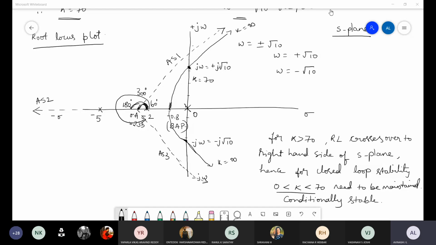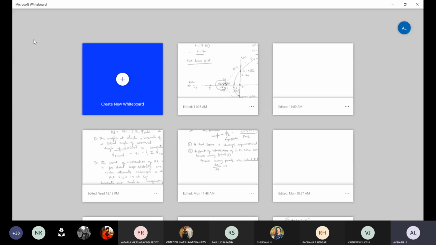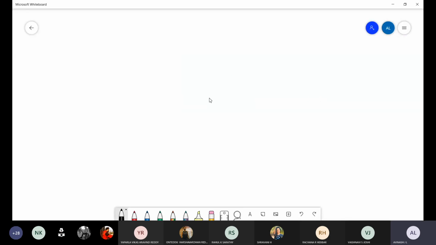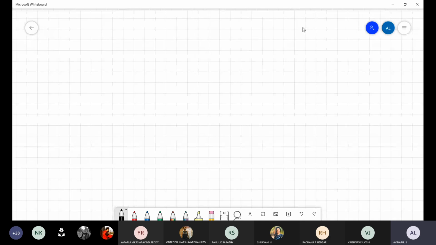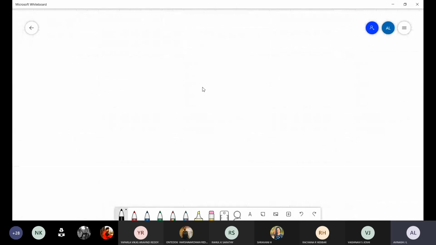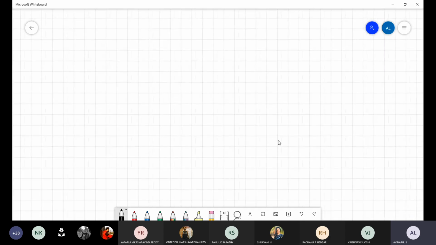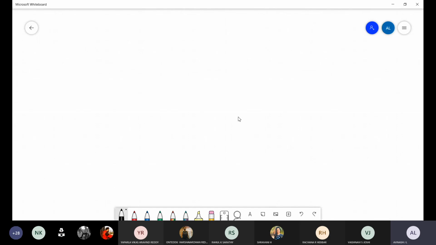So fine, we will go to the next numerical. When we go to the next numerical, I will take a new whiteboard. So write down the next numerical.